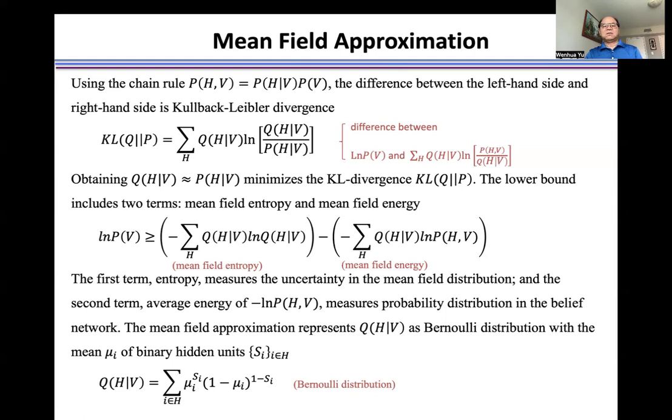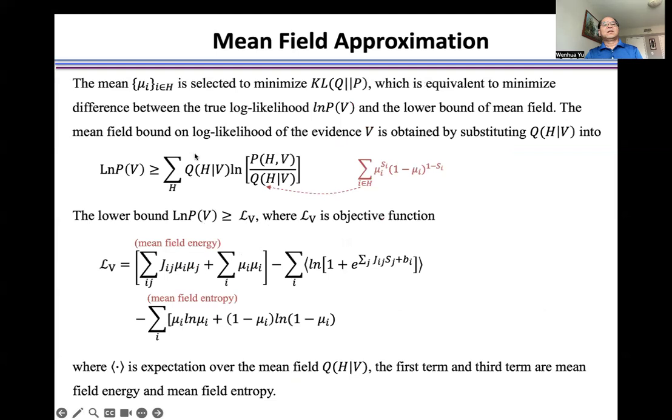The mean field approximation represents H as a Bernoulli distribution with a mean mu_i of binary hidden units S_i in this formulation. The mean mu_i is selected to minimize KL divergence, which is equivalent to minimizing the difference between the true log likelihood and the lower bound of mean field. The mean field bound on the log likelihood of the evidence V is obtained by substituting Q here.